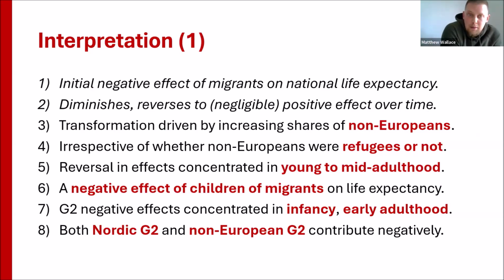So hopefully we can see from this set of results that there's an initial negative effect of migrants on national life expectancy in Sweden. That effect diminishes or reverses to kind of a negligible positive effect over time. For me, this is a story of migrant composition: the transformation of the impact of migrants on national life expectancy in Sweden is driven by increasing shares of non-European migrants over time.